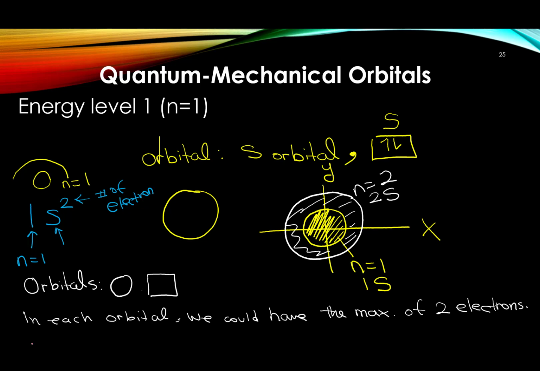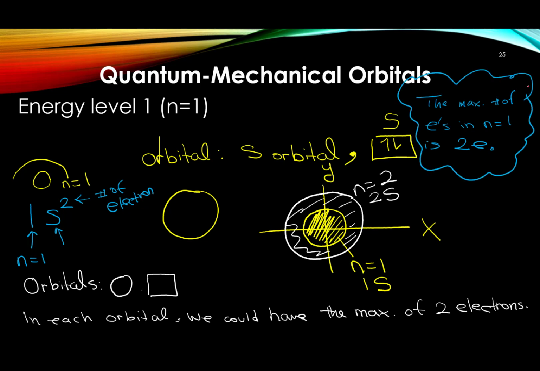Then we could say that, let me write it here, the maximum number of electrons in energy level 1 is 2. It's 2 electrons. Let me put it here. All right.